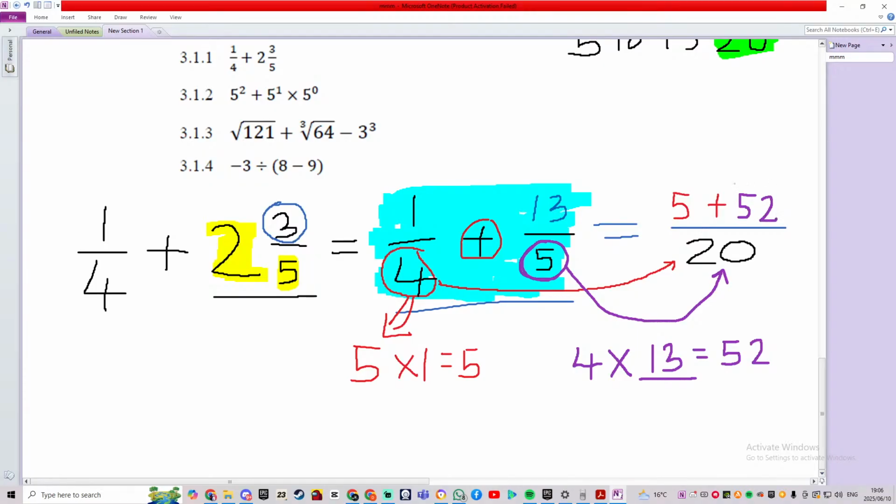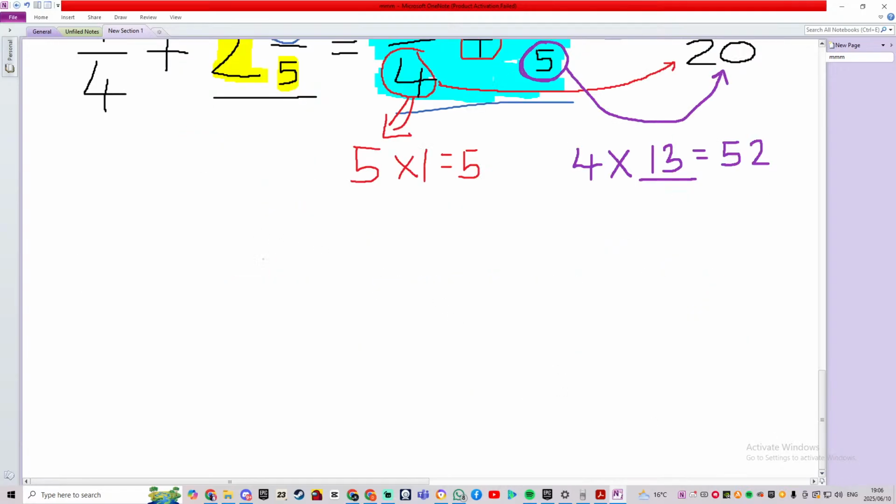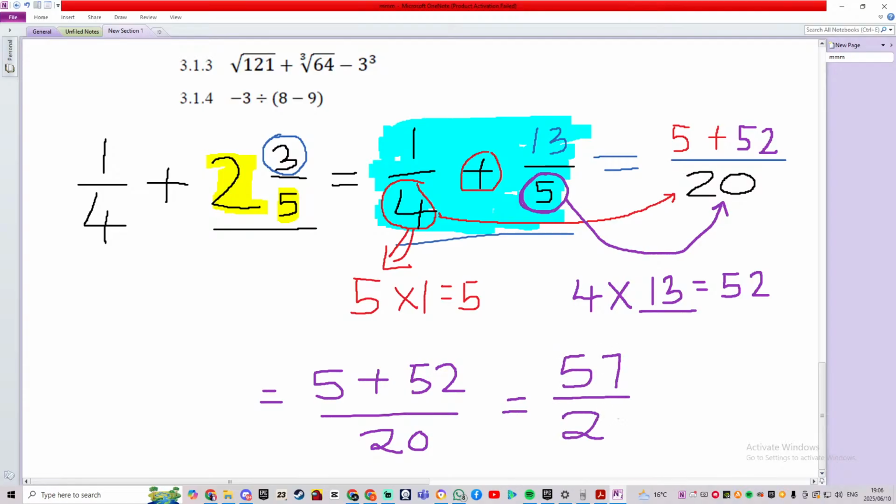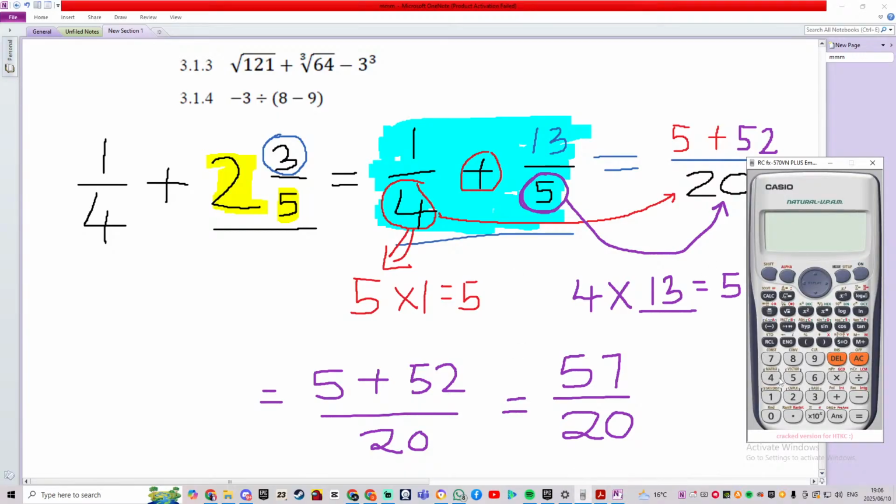Do we see that? I add that 52 on the top. So in other words, I have 5 plus 52 over 20. That's equal to 57 over 20. And then you can check on your calculator if it is in simplified form. It can't go any further. And it's 57 over 20.